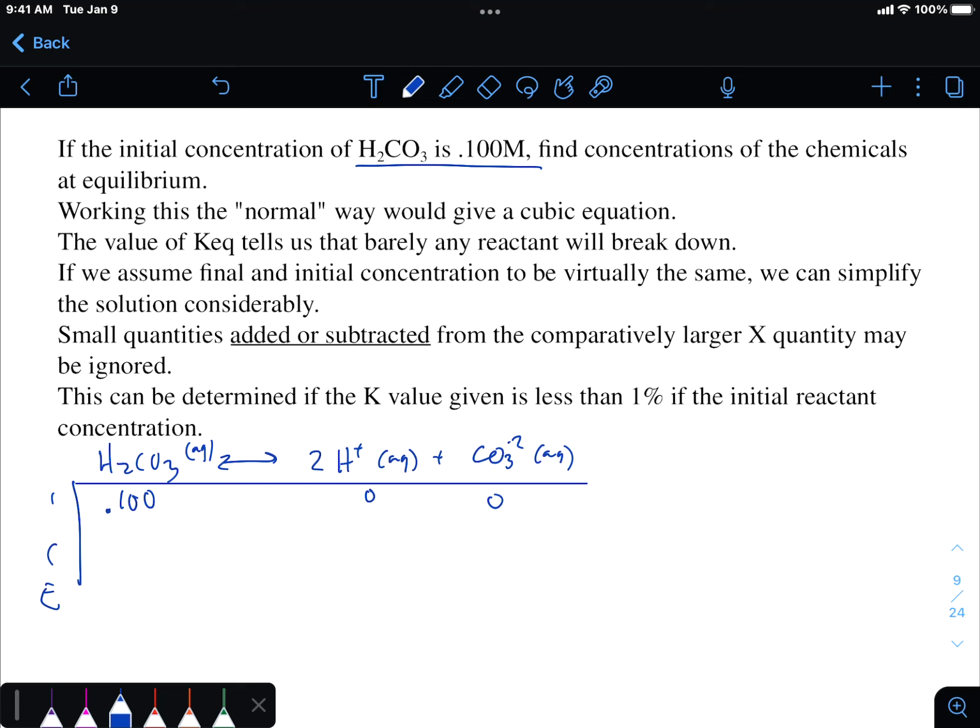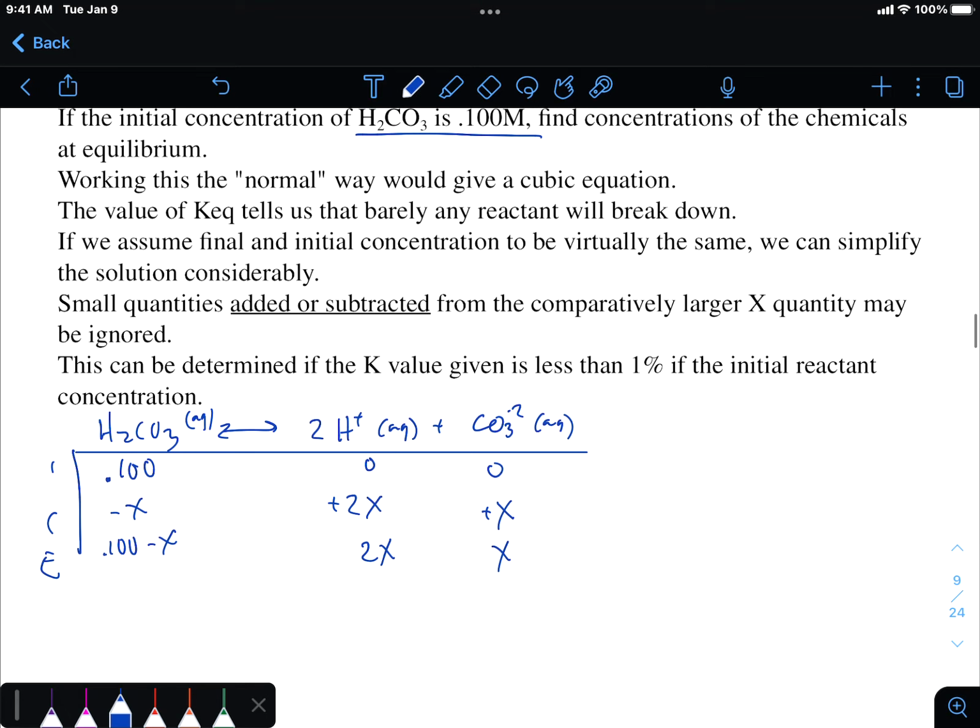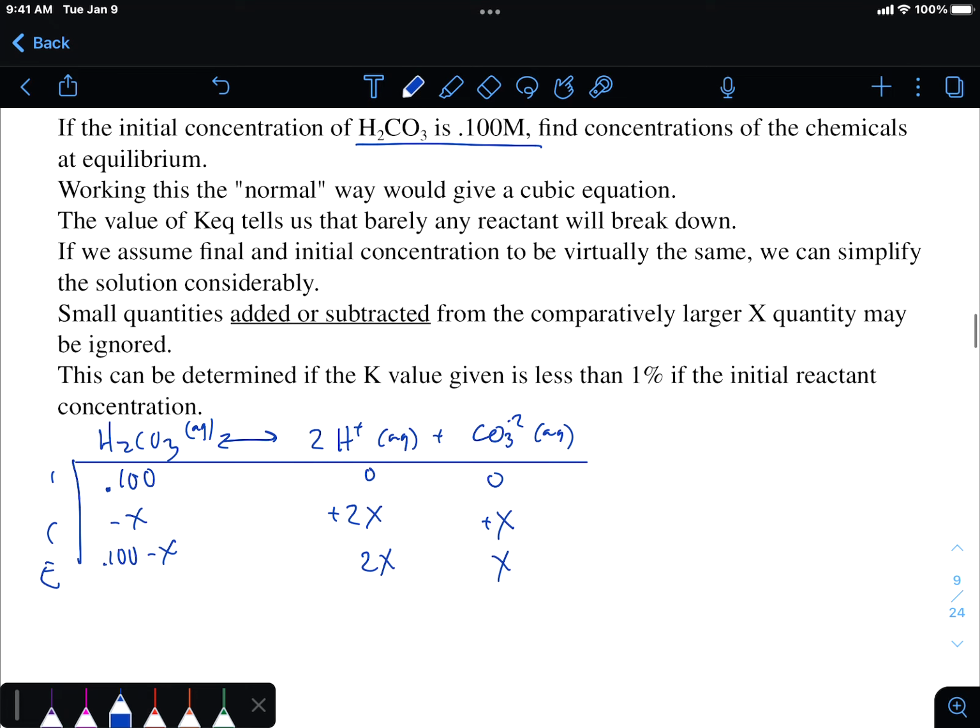So how many x's should I put for H2CO3? 1. Just 1. Coefficient was 1. What about for H plus? 2. And for CO3? 1. Okay. All right, I have variables for my equilibrium concentrations. So now the next step is to write the law of mass action and substitute and solve.